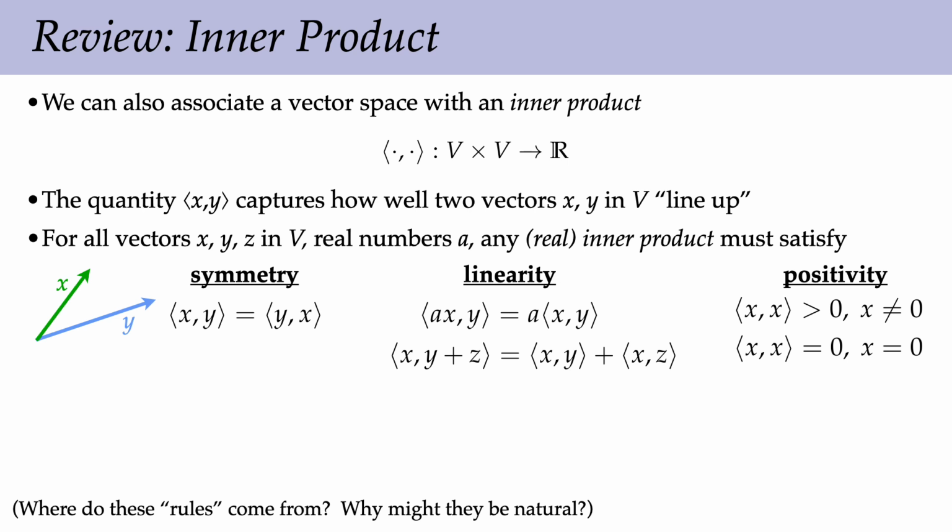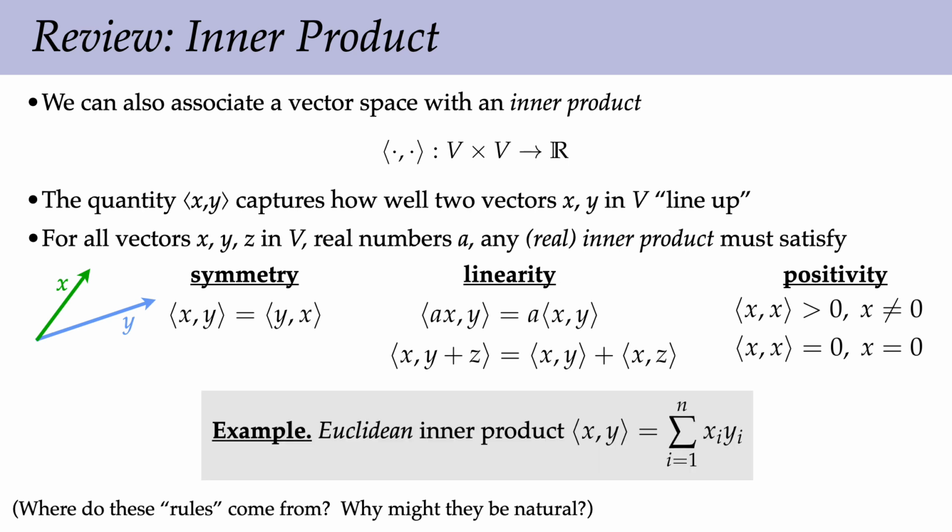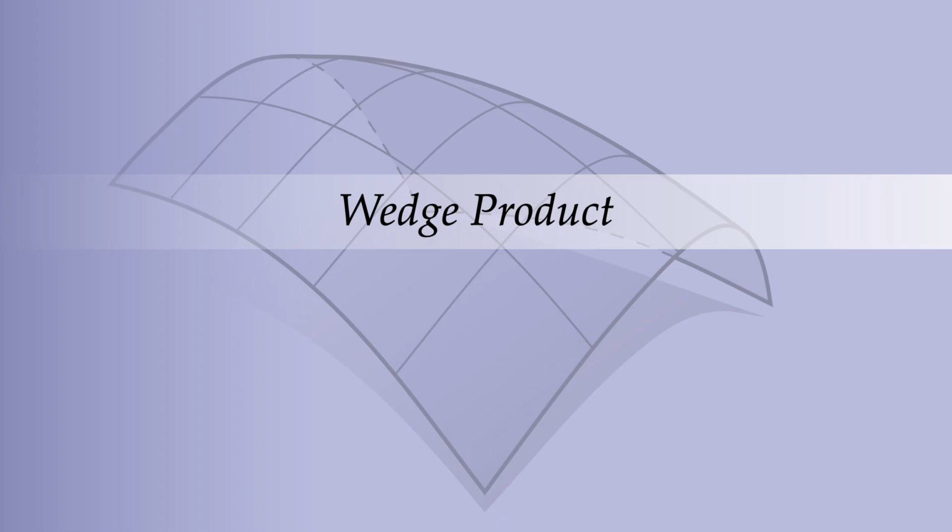A very important example of an inner product is the Euclidean inner product, which just says if I have two vectors x and y specified by coordinates x1 through xn and y1 through yn, then the inner product is just the sum of the products of all the coordinates. All right, so that's it for review, and now we can move on to something new and interesting, the wedge product. The wedge product is the thing that's going to let us start with the vector calculus that we know and love and start building up higher dimensional objects than just ordinary one-dimensional vectors.